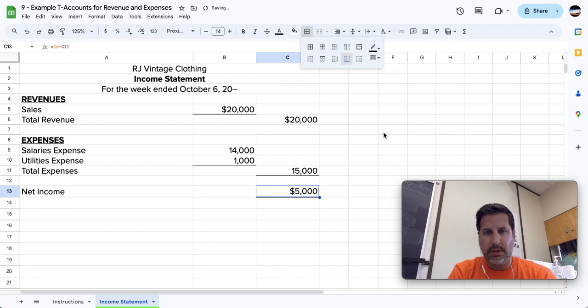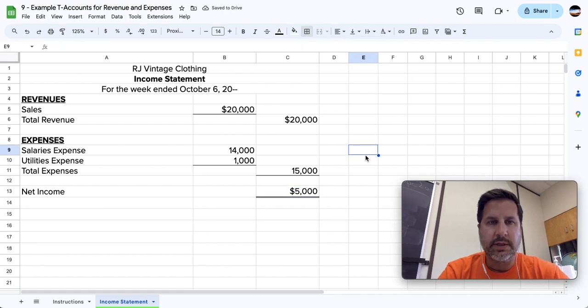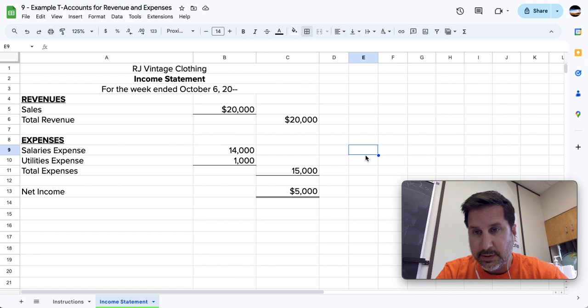And then we double underline. There you go. So there is your income statement for RJ Vintage Clothing for the week ended October 6th, 20 dash dash. What we're going to learn next is what happens with that $5,000. Who gets it? Stay tuned, my friends. We are about to find that out in a future tutorial.